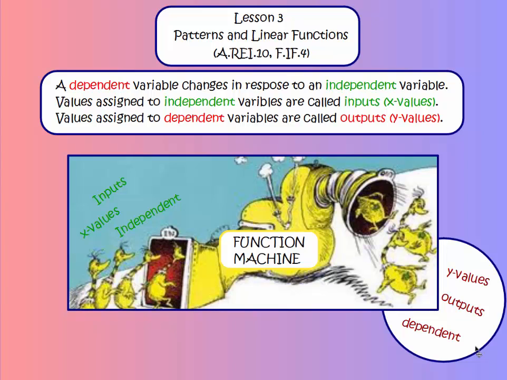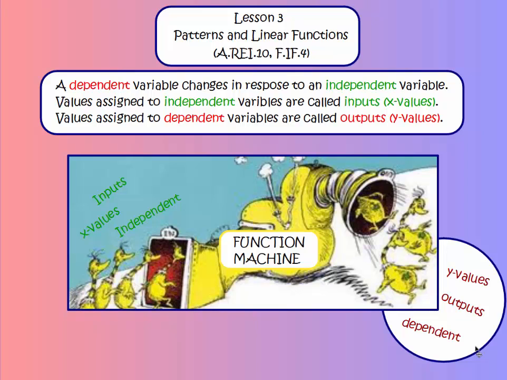Any value that's assigned to an independent variable is called an input. These are our x values typically. Any value assigned to a dependent variable is called an output, and that's our y value typically on a graph. So the independent, the ones we can choose, are our x values, and then we put that into our function machine and it spits out a value, and that's our y value. That's our dependent, and we cannot choose that. The machine creates that for us.